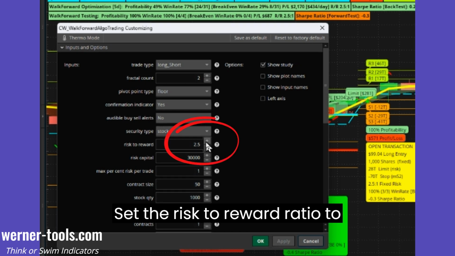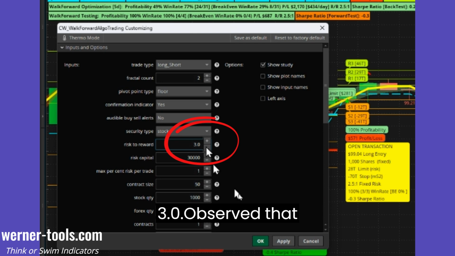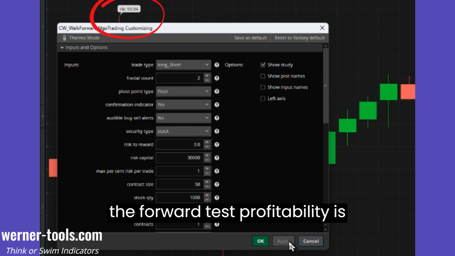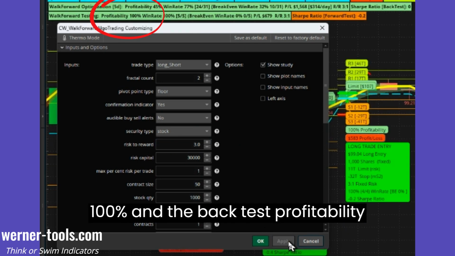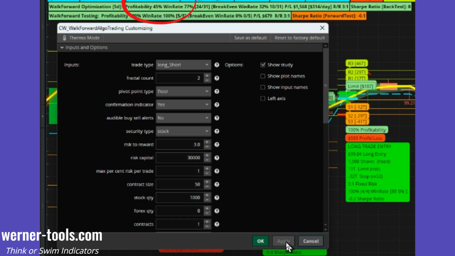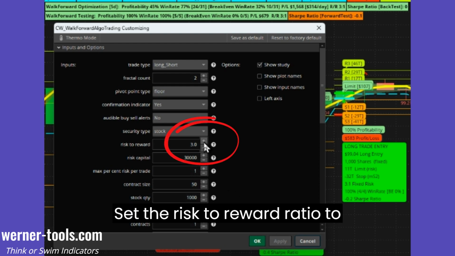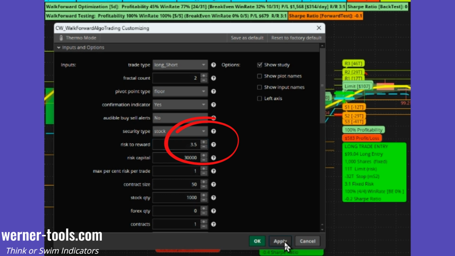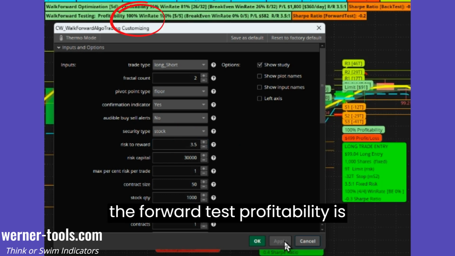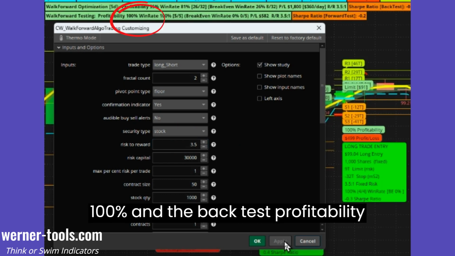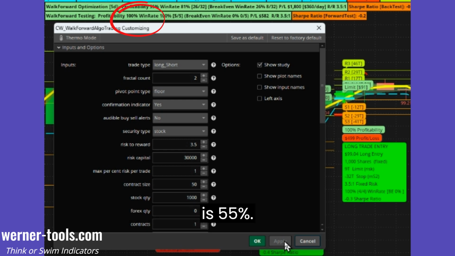Set the risk-to-reward ratio to 3.0. Observe that the forward test profitability is 100% and the back test profitability is 45%. Set the risk-to-reward ratio to 3.5. Observe that the forward test profitability is 100% and the back test profitability is 55%.